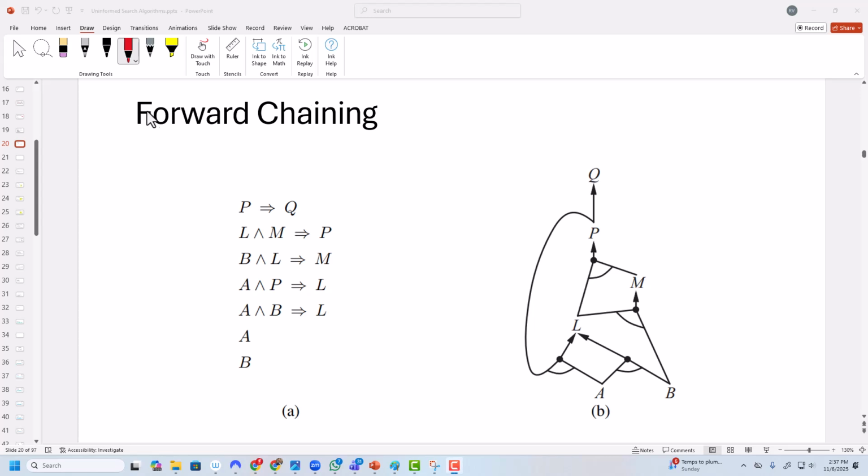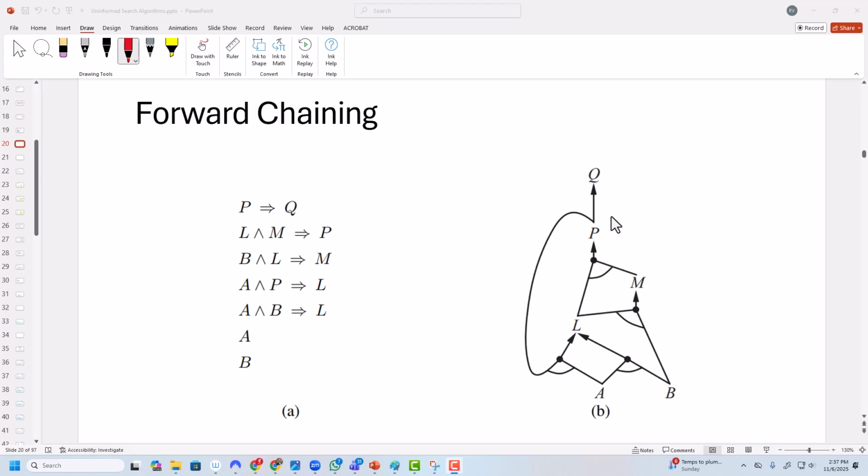So now we'll discuss the forward chaining algorithm. This algorithm is sound. Every inference is just an application of modus ponens, and it's complete as well. So it will eventually derive every entailed atomic sentence.